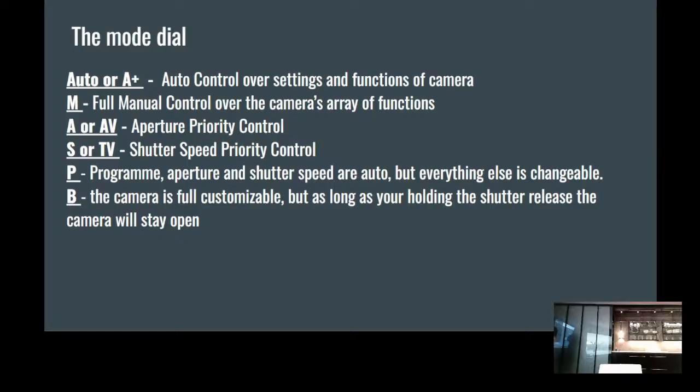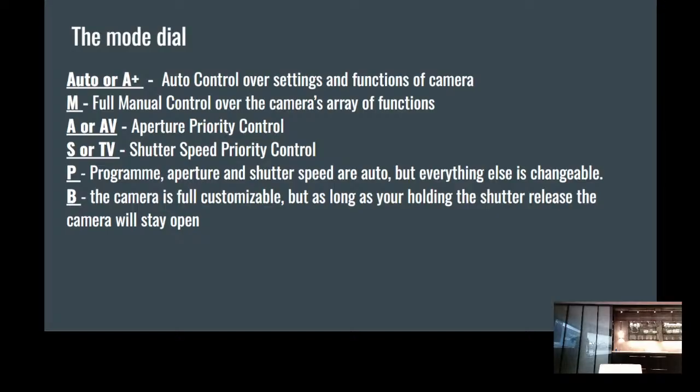A or AV is aperture priority mode. That gives you just control over the aperture setting on the camera. You can use the command dial to switch that number if you're on that setting. And then S or TV is the shutter priority. That's the speed at which the shutter is opening and closing. And that, again, the command dial does the same thing. It lets you control it.